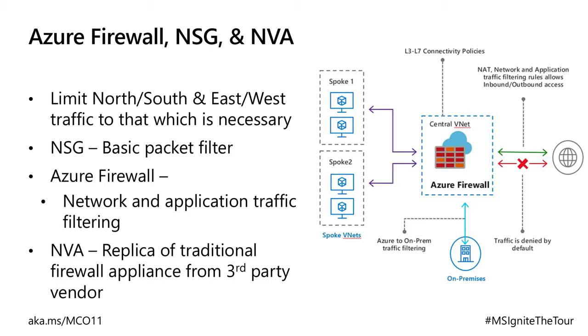Okay, so you can go with network security groups. That's a basic packet filter. You can use Azure Firewall. That's a policy-based application network and traffic filtering. You can also go and deploy, if you feel more comfortable with it, a network virtual appliance, which is basically a virtual machine that runs like an F5 or a Barracuda.